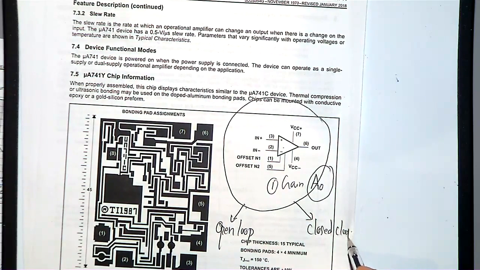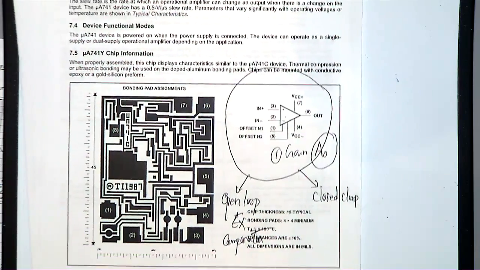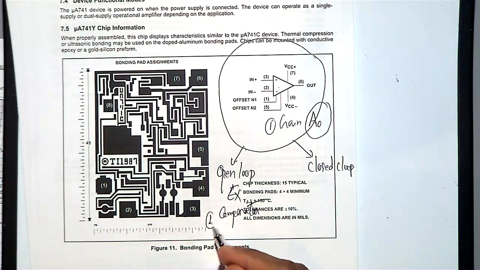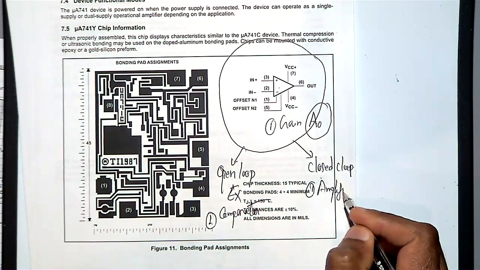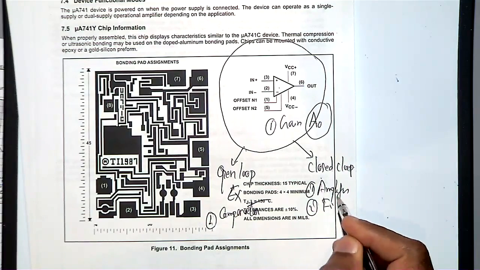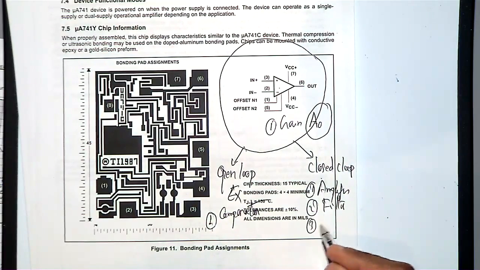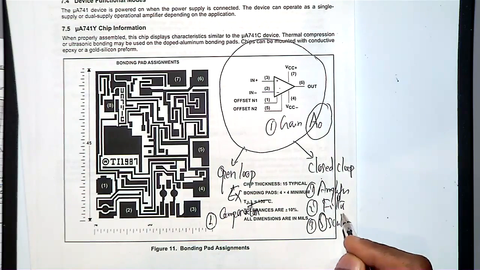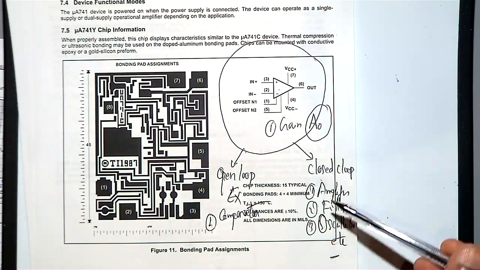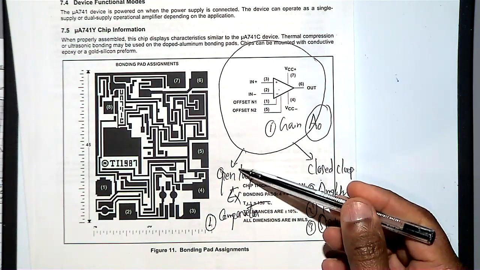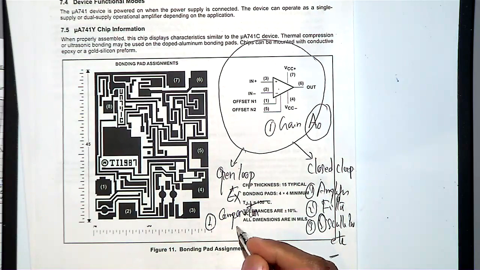We already discussed the open loop example, that's a comparator. A comparator is an example of operating in open loop. Then closed loop examples are amplifiers, filters, oscillators, etc. You find many applications in closed loop, but only a few applications in open loop, for example the comparator.